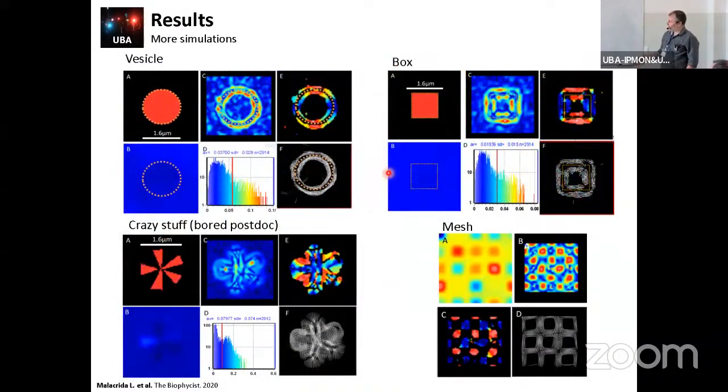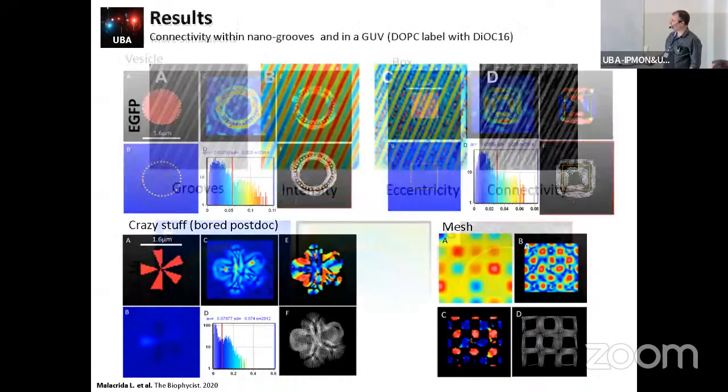Then with more simulations, we simulate vesicles here, and you see that they are going around. It's very sensitive, and you can see pixel by pixel, even when they are changing angle. You can see the change in angle when you have corners. You can even do a mesh like this one, or you can do crazy things when you get bored and start to play around.